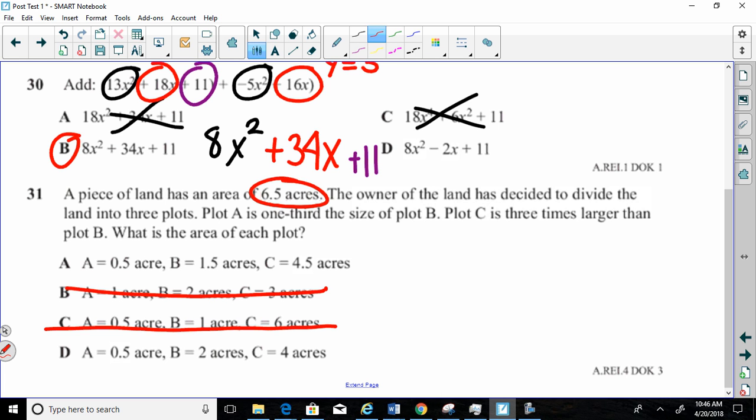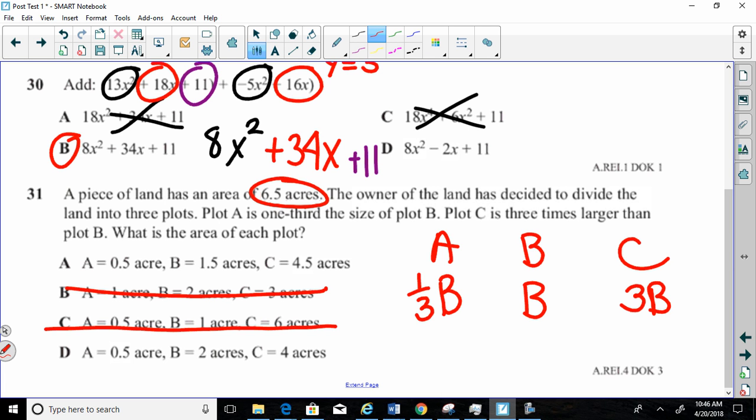So they're saying that they're divided into 3 plots. So they're saying A is a third, 1/3 of the size of B. Then we got B, and then we got C is 3 times larger than B. So let's just look at our answers. Is 4 3 times larger than 2? No. Is 4.5 3 times larger than 1.5? Yeah. Does that make sense?